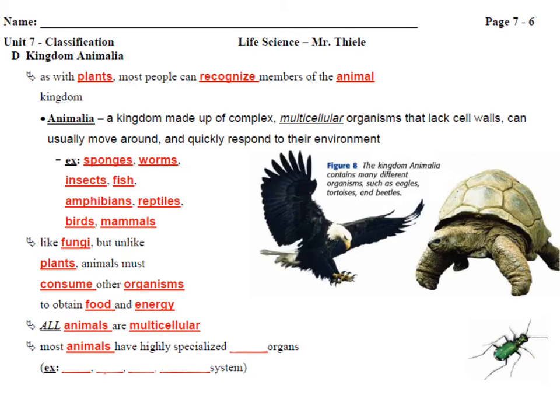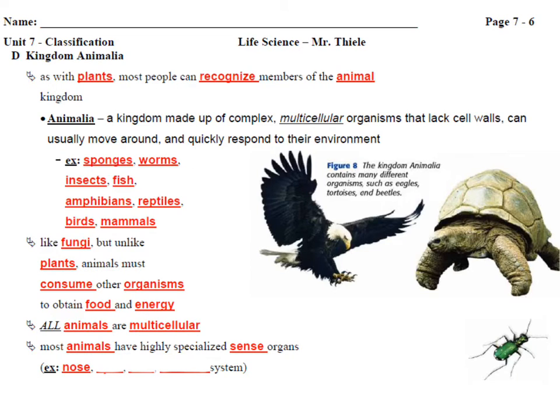Now, most animals also have highly specialized sense organs. This is true of almost all the animals except for the simplest of animals. We recognize this in ourselves. Human beings are biologically classified as being in kingdom Animalia. We have specialized sense organs, and we see this in the other animals that we observe.